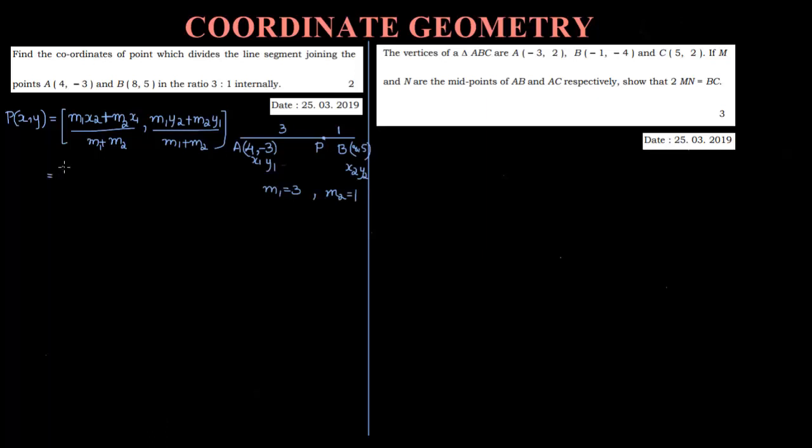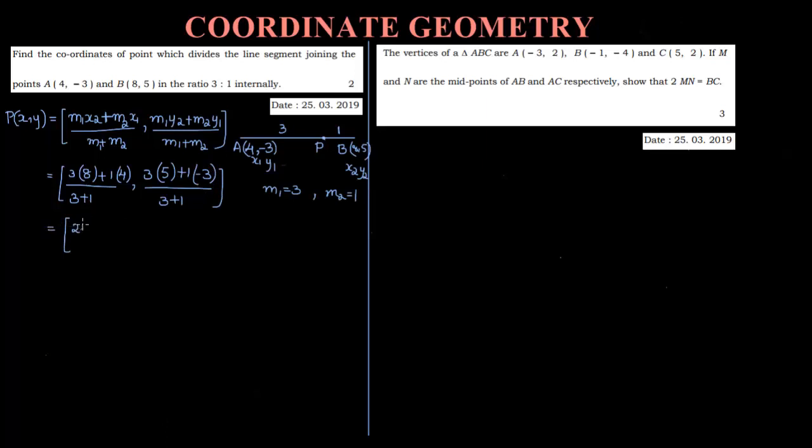So we will substitute everything now. m1 is 3 into x2. x2 you can observe here is 8, plus m2. m2 is 1 and x1 you can observe is 4. And this will be divided by m1 plus m2, that is nothing but 3 plus 1, comma, m1 again is 3, and y2 what are you having here, it is 5, plus m2 it is nothing but 1, y1 how much do you have, it is nothing but minus 3, divided by again here also 3 plus 1, right? So let us just simplify this.